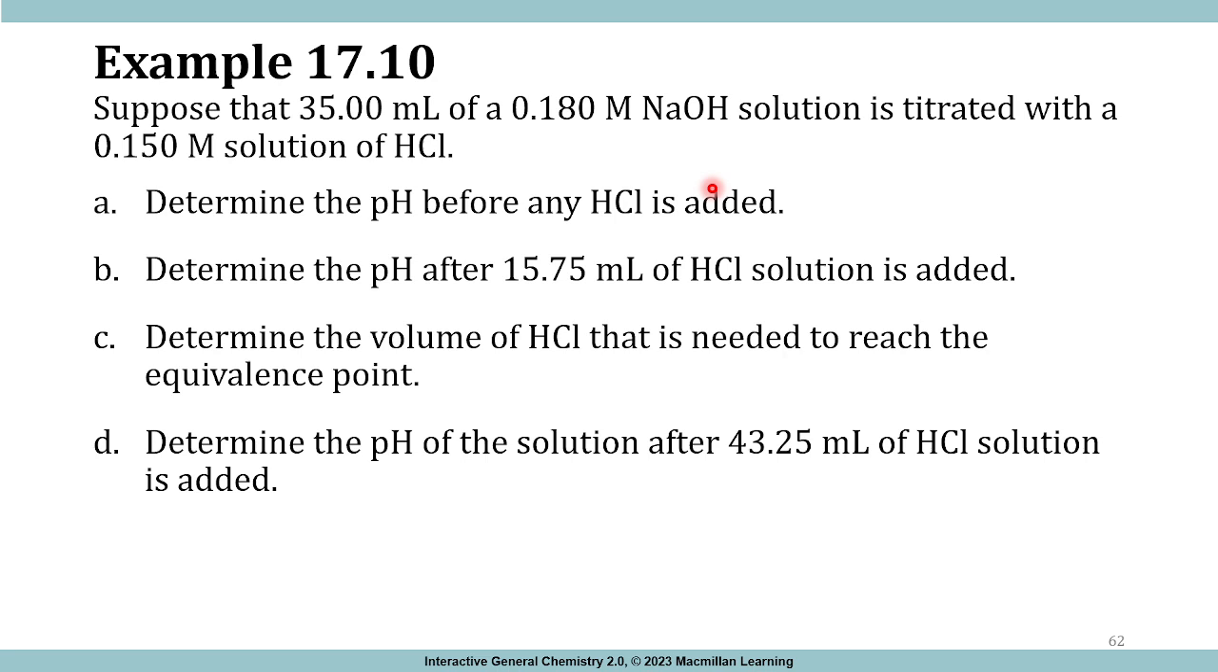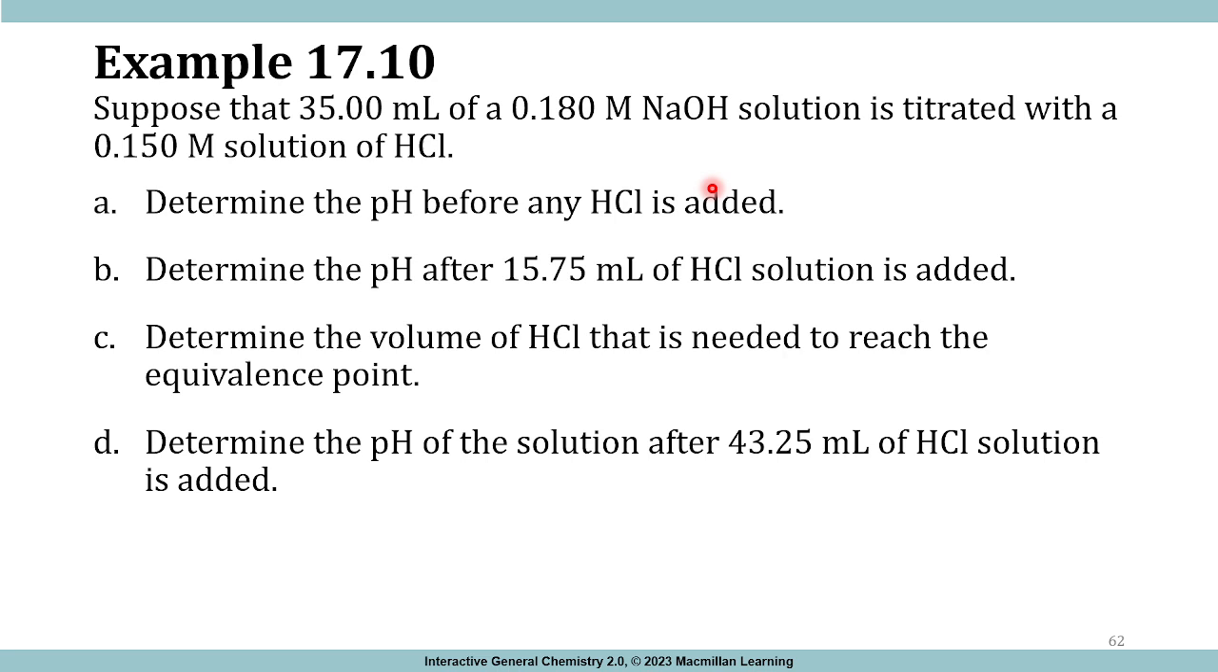Notice this is basically, little pun, the same problem as we looked at before, right? It's just in this case, we're going to be doing things from the base side first, then going up through the same route, and then ending at the acid, okay? Now, the next step is to determine the pH after 15.75 milliliters of HCl solution is added. Then we're going to determine it after reaching the equivalence point. And then we're going to determine the pH of the solution after 43.25 milliliters of HCl solution is added.